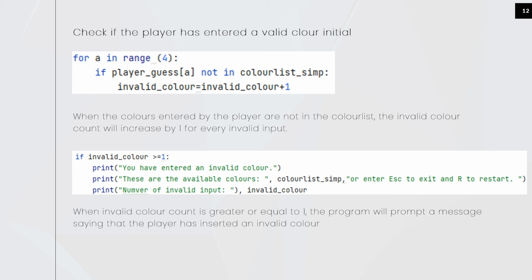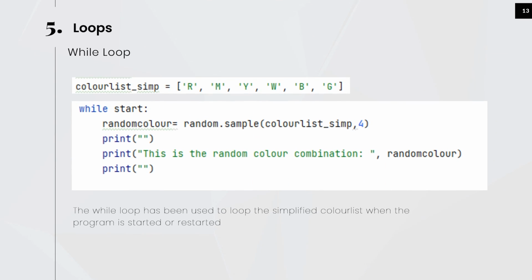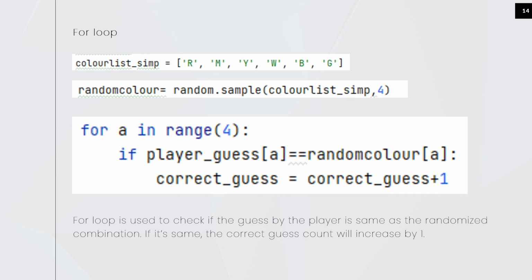Moving on, loops. The while loop has been used to loop the simplified color list when the program is started or restarted. The for loop is used to check if the guess by the player is the same as the randomized combination. If it's the same, the correct guess count will increase by 1.